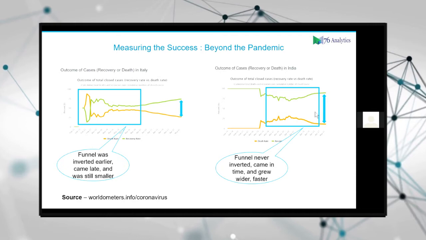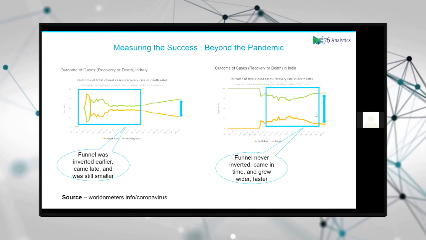The growing width of this funnel indicates that the measures that the self-governments and the national governments have taken are working. And though the curve is flattening slowly, there is hope of saving lives and containing the magnitude of the impact of the virus. So the funnel keeps widening. The green line tends to grow more and more away from the orange line.